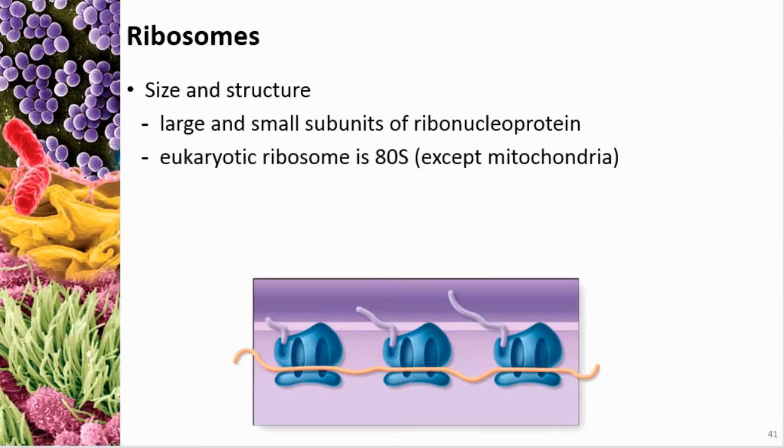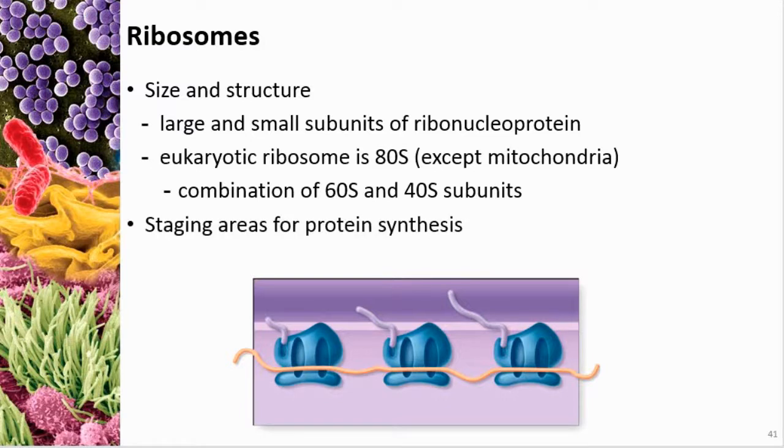So as I said, eukaryotic ribosomes are 80S, except in the mitochondria where they're 70S, just like the prokaryotes. And it's a combination of 60S and 40S subunits, which is different from the 70S ribosomes, which were a combination of 30 and 50, as you recall. So these are the staging areas for protein synthesis. Really, it's just where we create protein.